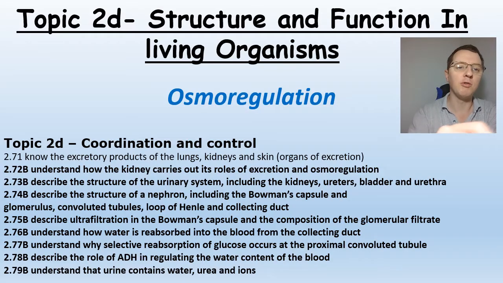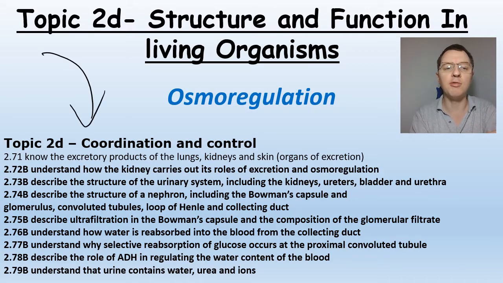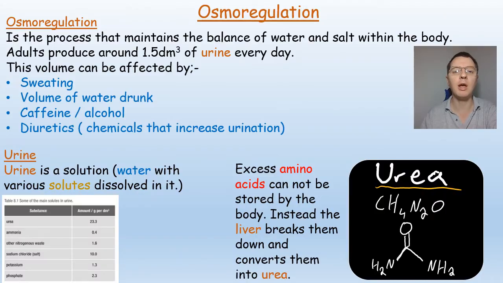For those of you who are following along, your syllabus references are here and we'll get right into it. So when we're looking at the kidney and the nephron, this is all tied in with the process of osmoregulation. Osmoregulation is a process that maintains the balance of water and salt within the body.